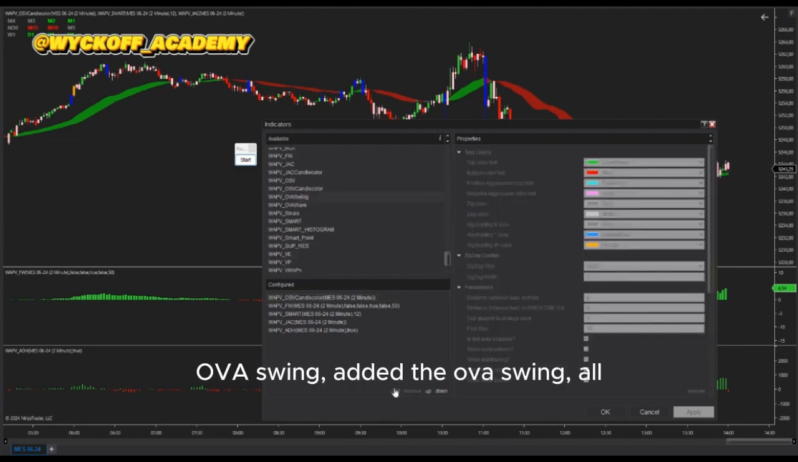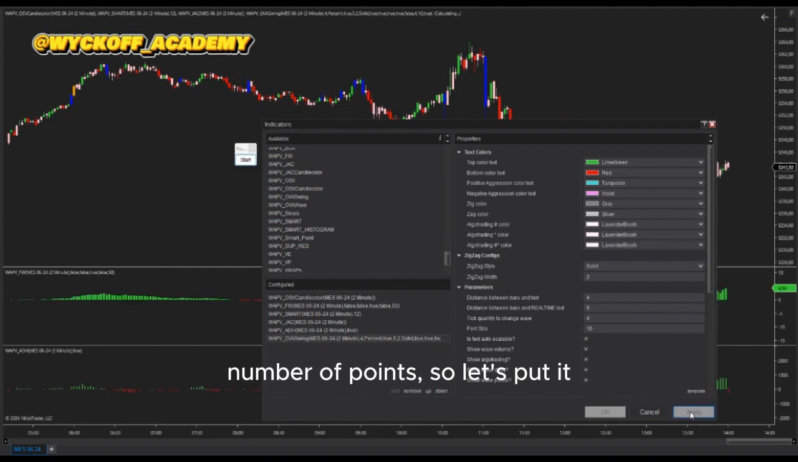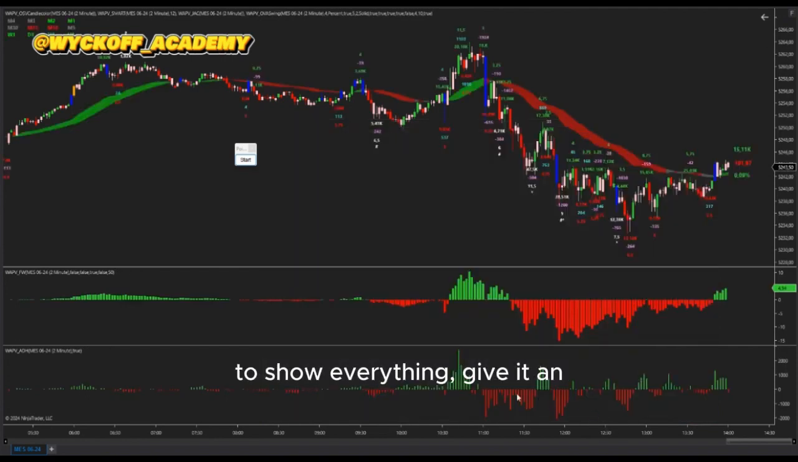Now we're going to place our OVA swing. Added the OVA swing, all its colors here. They're configurable. You can configure all of them. So there is the distance from the text to the bar, there is the font size, real time, all of this. Here, you have to show all trades. Show the volume, show the delta, show the number of points, so let's put it. To show everything, give it an N.